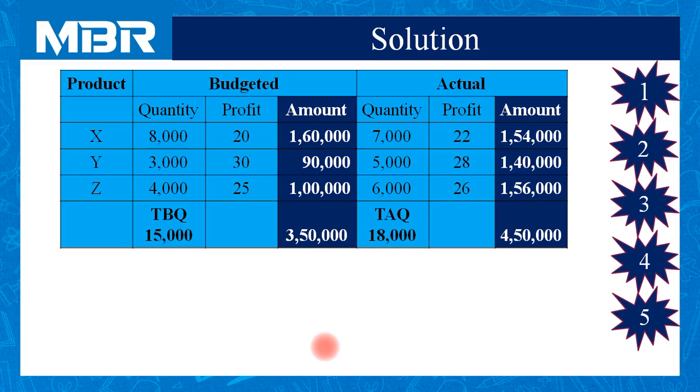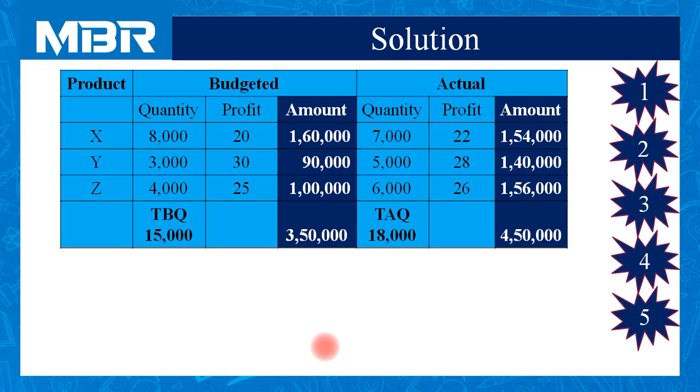Whereas in the actual part, 7,000 units for X at the rate of rupees 22, so total amount of profit 1,54,000. For product Y, 5,000 units at the rate of rupees 28, 1,40,000, and 6,000 units for product Z at the rate of rupees 26 per unit, 1,56,000. So total actual profit rupees 4,50,000.